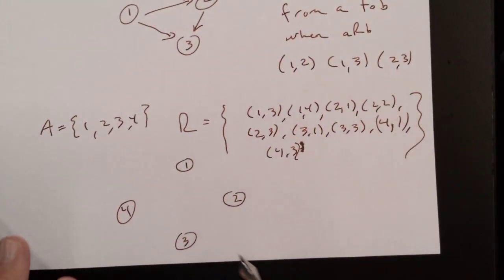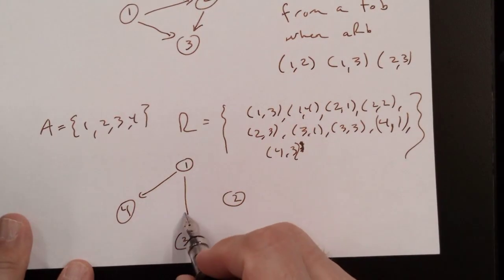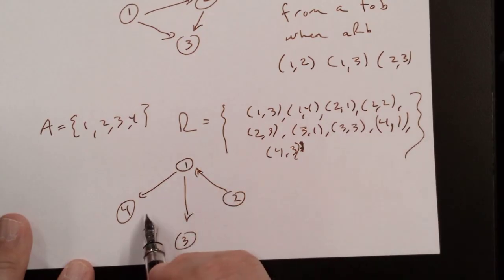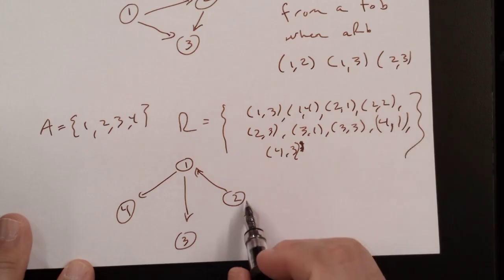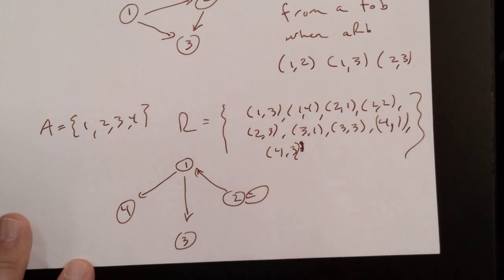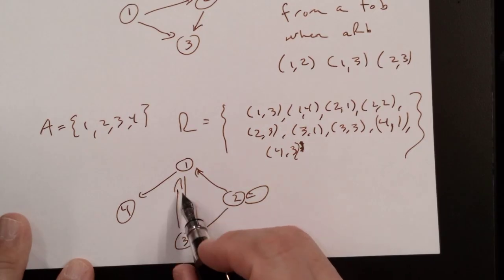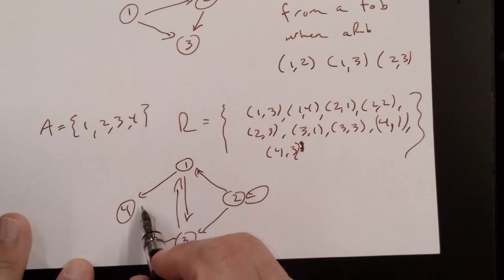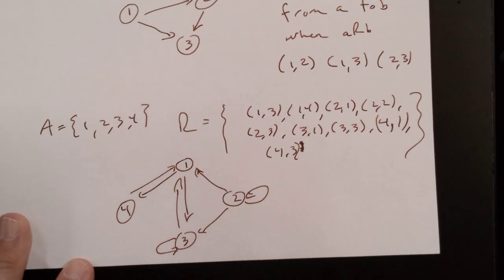But now I get to put the arrows in here. 2 goes to 2. Goes to itself. 2 goes to 3. 3 goes to 1. 3 goes to 3. 4 goes to 1. 4 goes to 3.